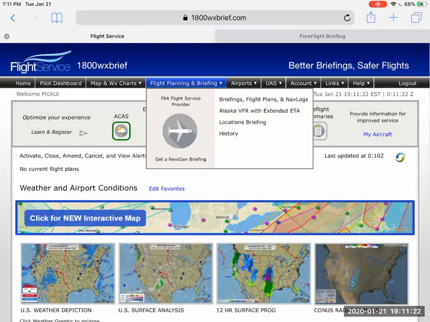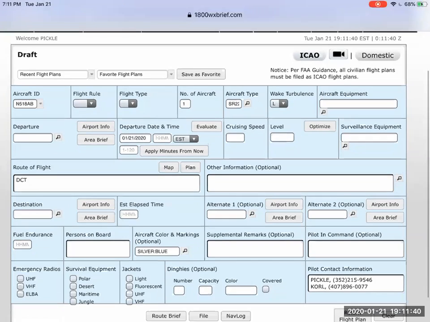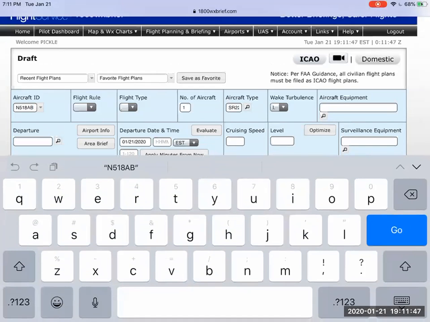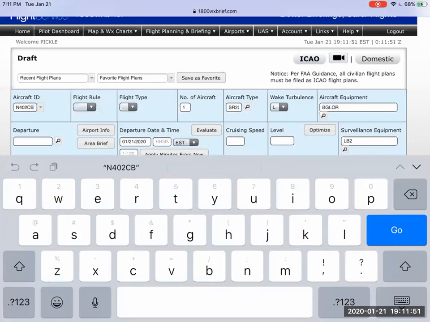To get a weather briefing, we're going to go to the fourth tab from the left under Flight Planning and Briefing, and I'll click on the top line, Briefings, Flight Plans, etc. Okay, so from here, we do need to use the ICAO flight plan format. That being said, we don't need to fill all of this information out to obtain our standard weather briefing. So from here, I'll select aircraft ID. We'll go 402 Charlie Bravo.